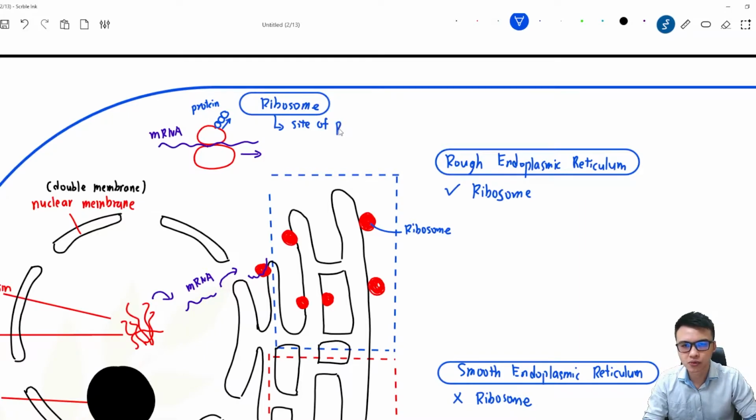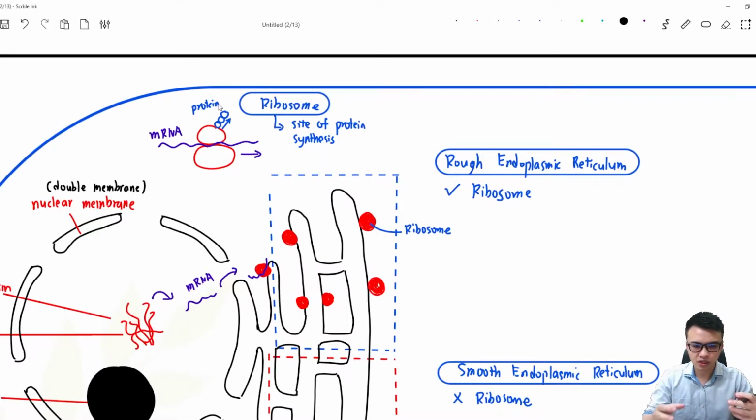The site of protein synthesis. Once the protein is produced, you need to send it to somewhere else, right? For example, like a Lazada seller. If you have produced the product already, you need to deliver it to the buyer. Correct? Now you need to use transport to deliver to the buyer. So who is the one to deliver the protein? The protein is delivered by its friend called the rough endoplasmic reticulum.